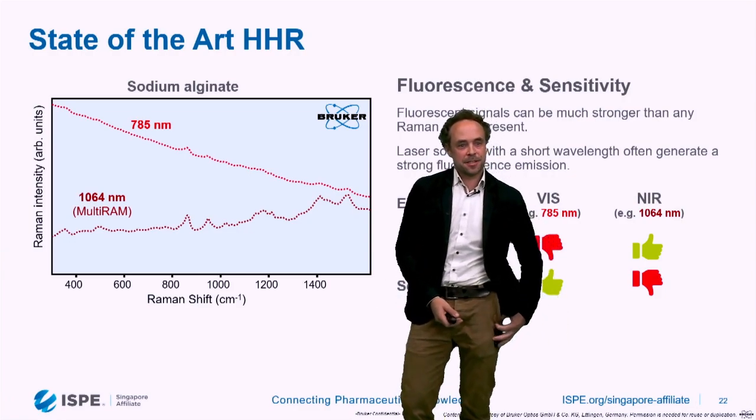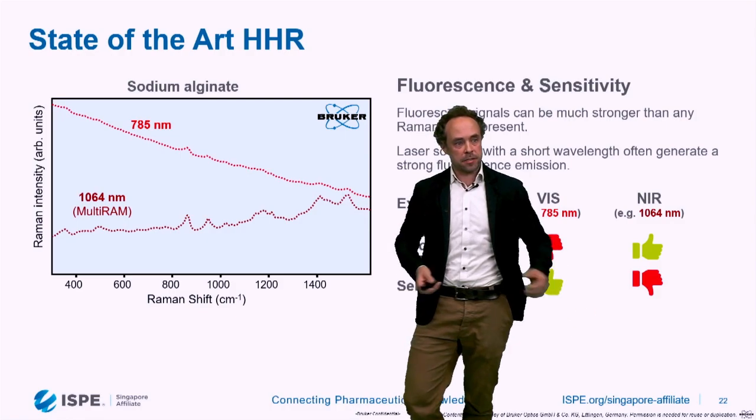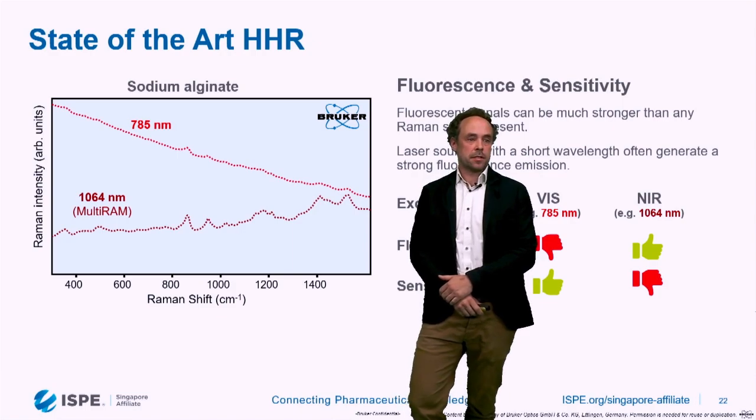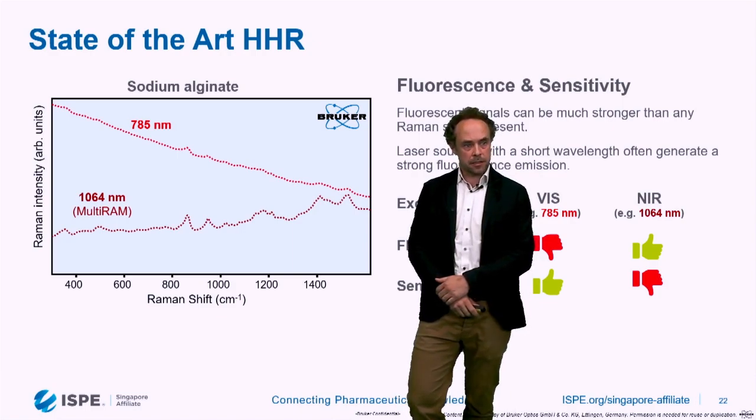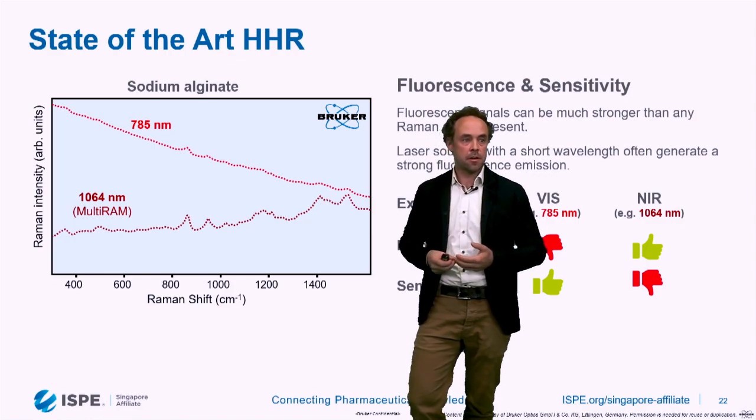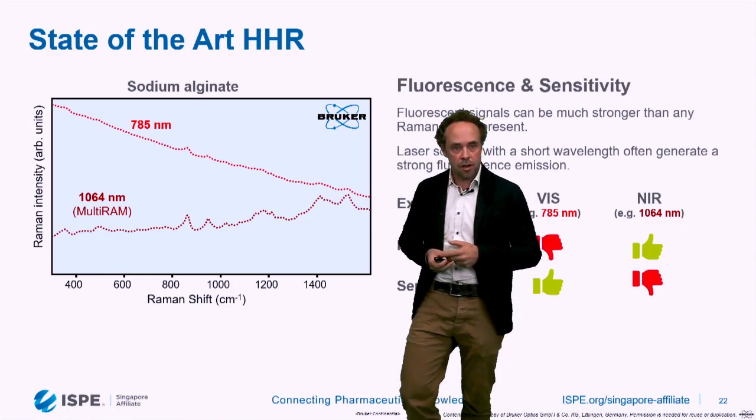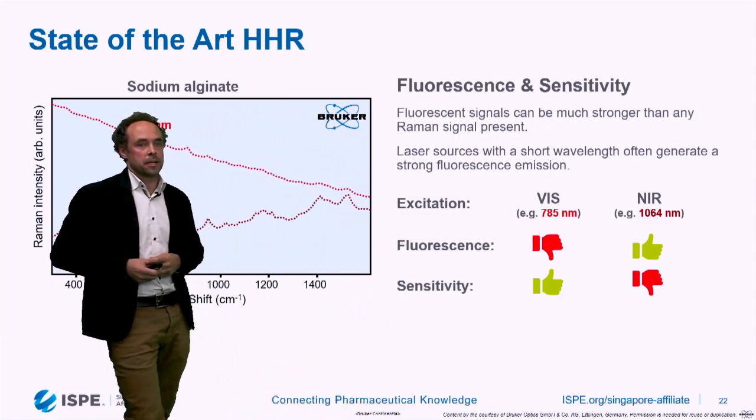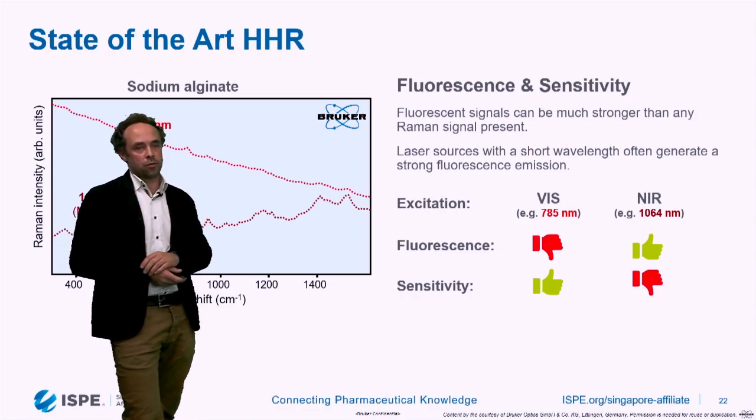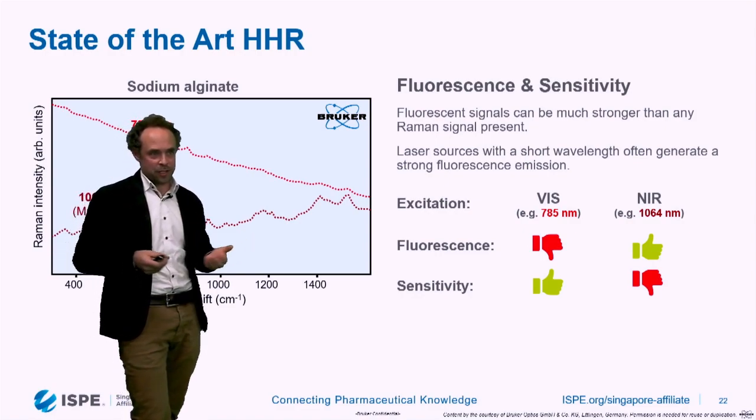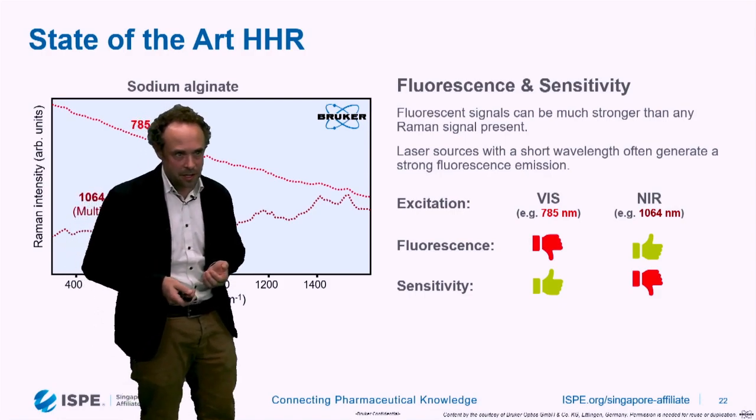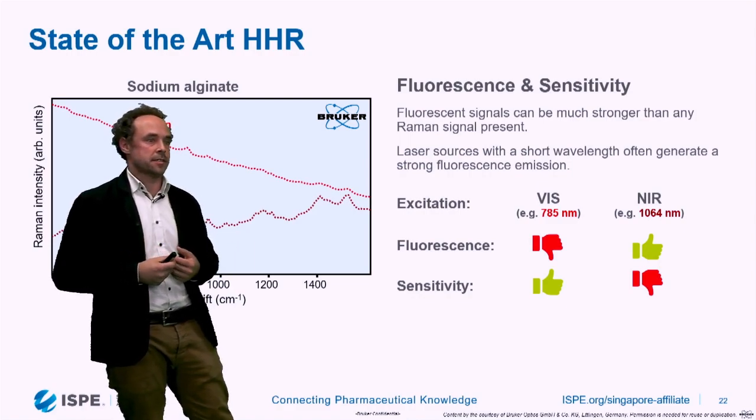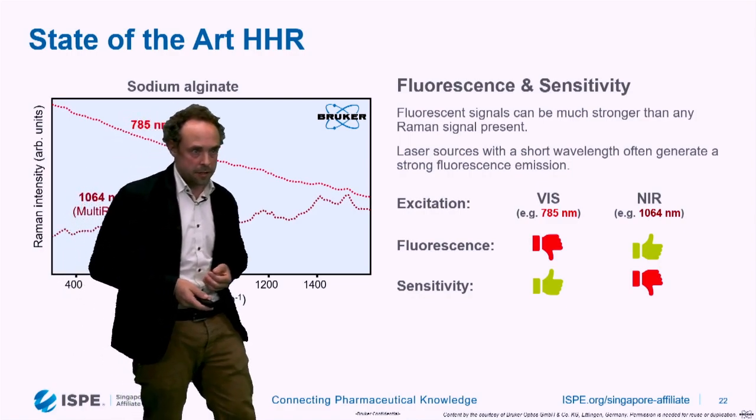If we use excitation in the near infrared with 1064 nanometer at a lower photon energy, we avoid emission of the fluorescence and see very clearly the Raman signals. So longer wavelength excitation favors the suppression of the fluorescence, whereas visible excitation is typically more prone to fluorescence emissions. But why is not everybody using 1064 nanometer? Because of sensitivity. There's a power of four law, and sensitivity decreases tremendously with longer wavelengths.